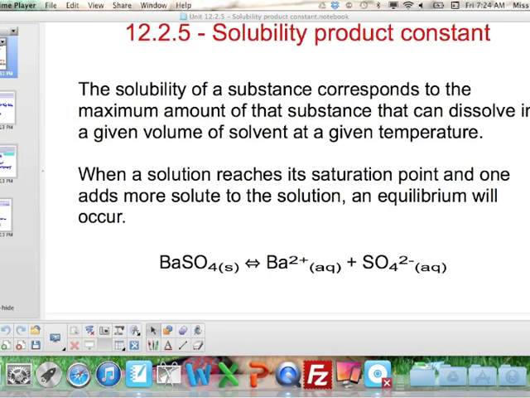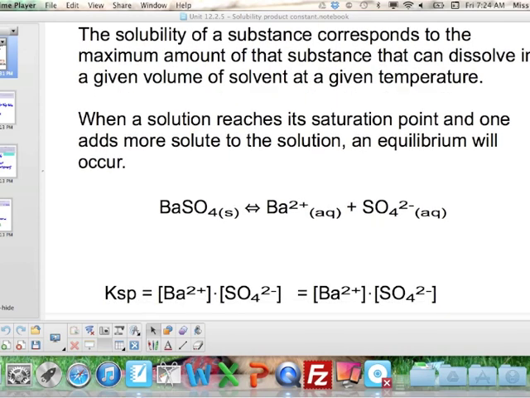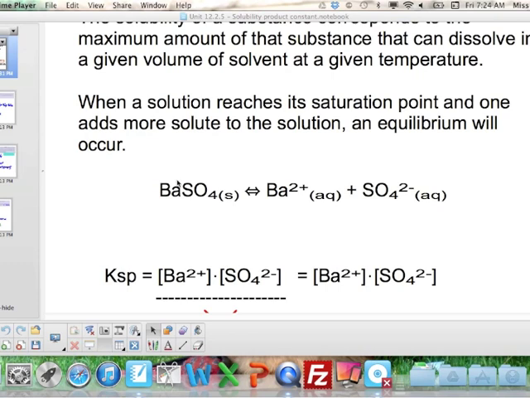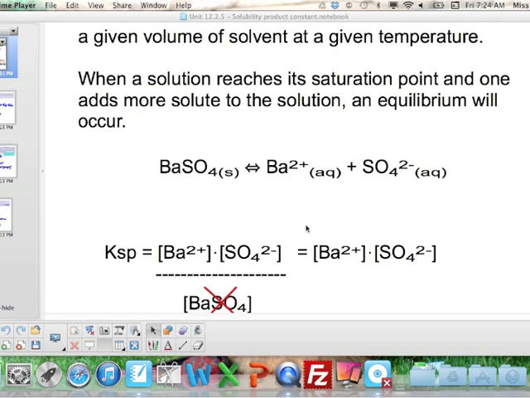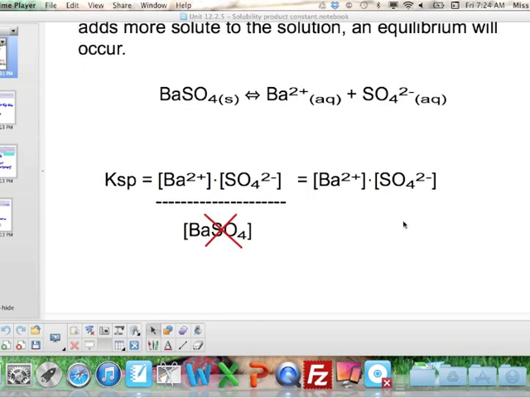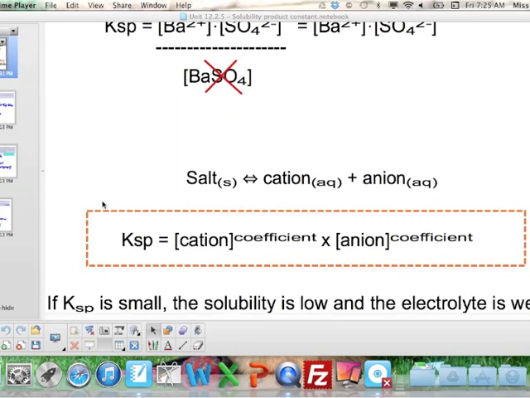So if we look at an actual dissolution equation, we may have, for example, BaSO4 solid that we put in water. It will dissociate to form Ba2+ and SO4 2-. So if we want to calculate the Ksp, or the solubility constant, we will do products over reactants. But we very well know that the reactant is a solid, so we do not include it in the calculation of the Ksp. So we end up with just the cation and the anion, both concentrations being multiplied together to get the Ksp. So the general format would be the following.